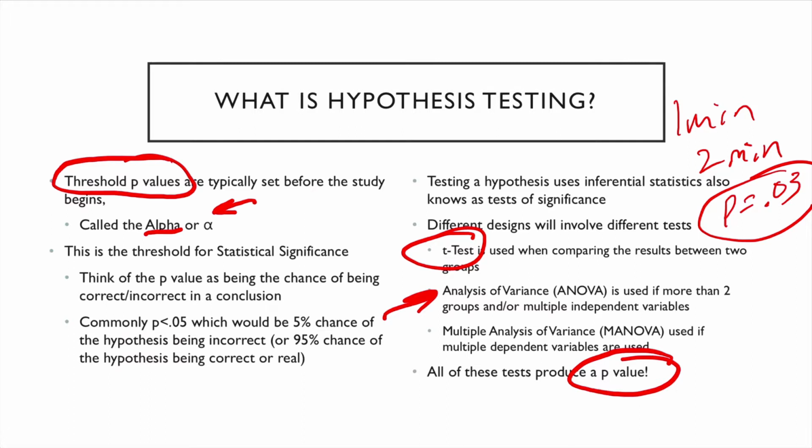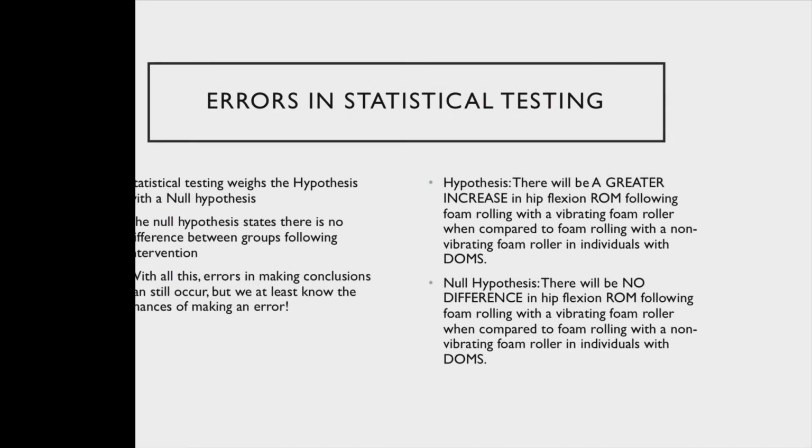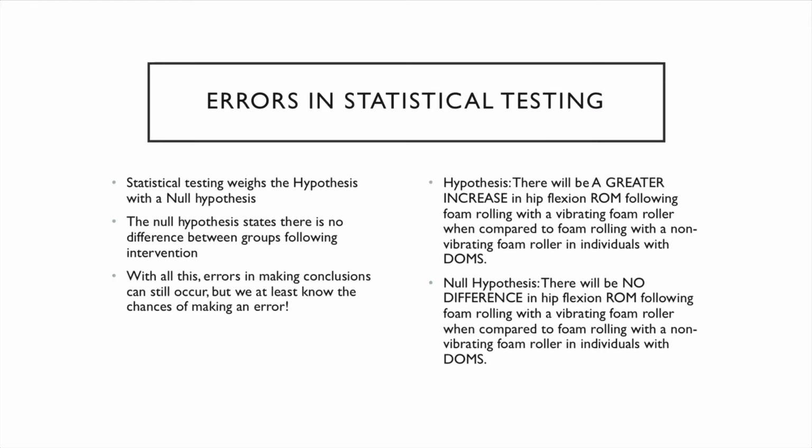So hypothesis testing gives us confidence in the differences that we see in studies potentially. Regardless of our best efforts, errors can be made in statistical testing. Errors can be made in the conclusions that we make about our data or about the data in a study.